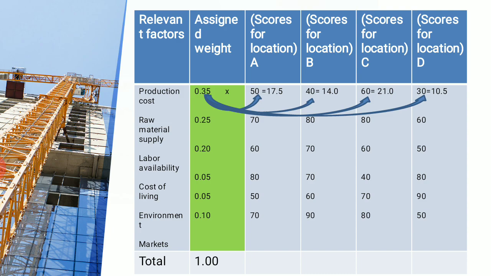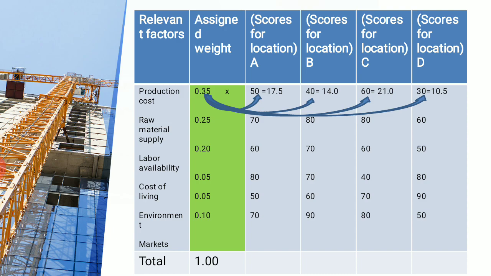See, if you look at this chart properly, it has been divided into a few columns. The first column is about the relevant factors, wherein we have listed all the factors. In the second column, we have provided the weight, up to 1.00 we can provide the weight. Then we have given scores from 1 to 100 for the 4 alternatives A, B, C, D, and those are the locations, right?